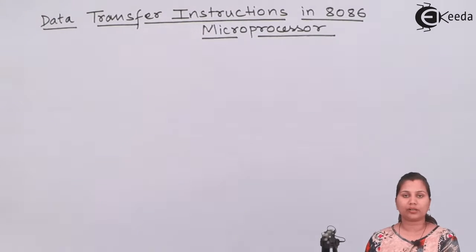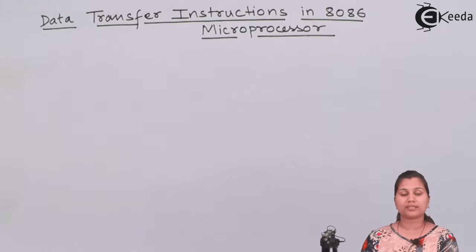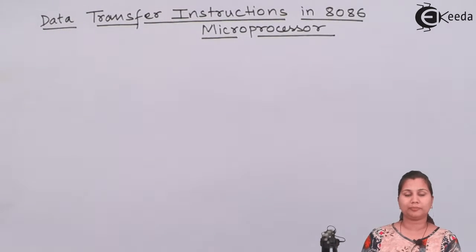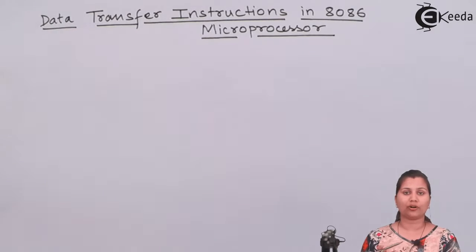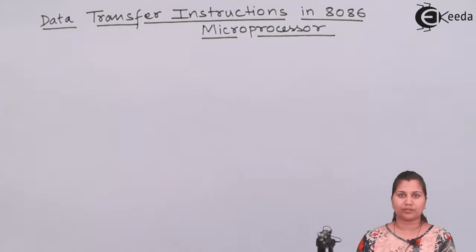Data transfer instructions are those instructions which transfer the data from one position to another position. So from one place to another place, if we want to transfer the data or we want to move or copy the data, then we use these data transfer instructions.